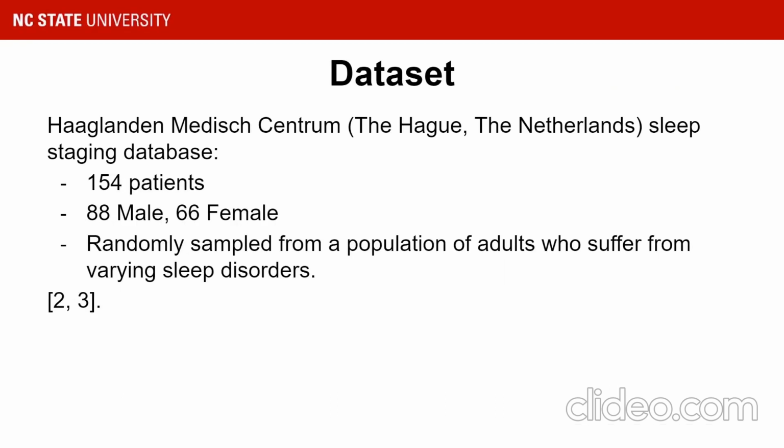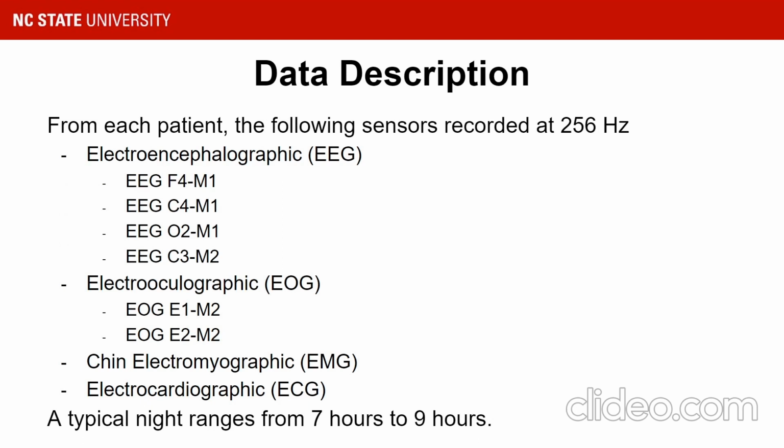So our dataset comes from a medical institution called Hakoden's Medisch-Zentrum. And so this sleep database consists of 154 patients, 88 male, 66 female, who are all randomly sampled from a population of adults who suffer from variant sleep disorders. And so from each patient, they've recorded 8 sensors at 256 Hz, which are 4 EEG sensors, 2 EOG sensors, 1 EMG sensor, and 1 ECG sensor. So when observing our data, we found that a typical night ranges from around 7 hours to 9 hours.